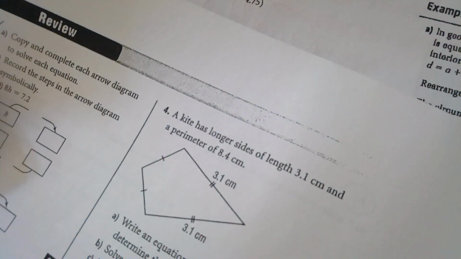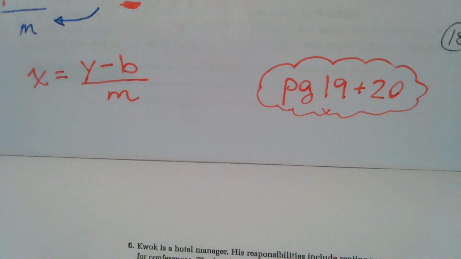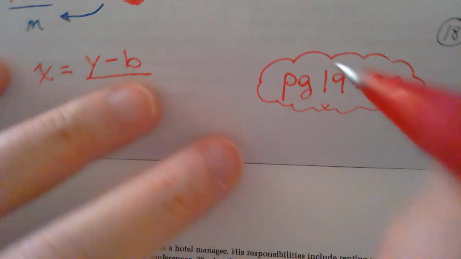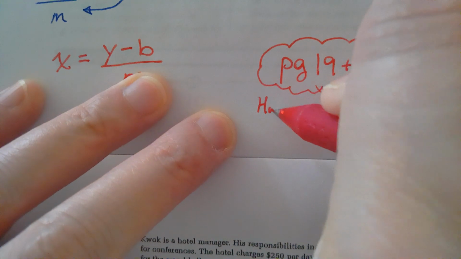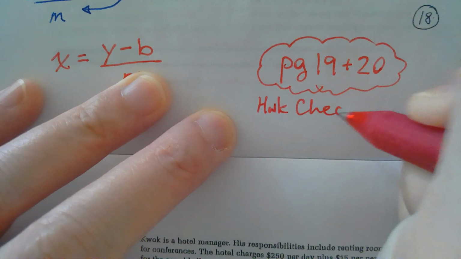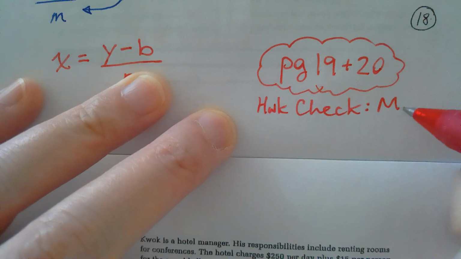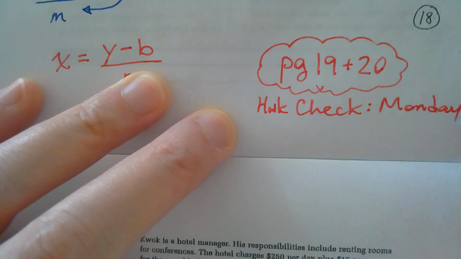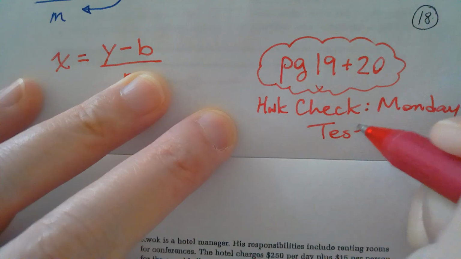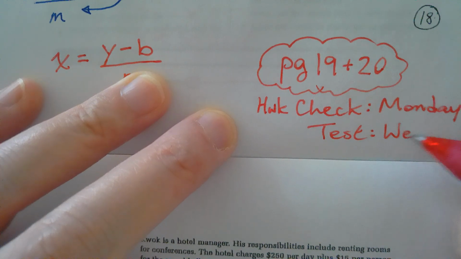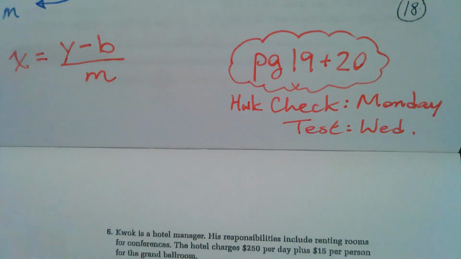And then on Monday, we're going to get into the review. I want to do a homework check on Monday. So chapter 4 homework check Monday, test Wednesday. Let me write that down as well. Homework check Monday, and the test on Wednesday.